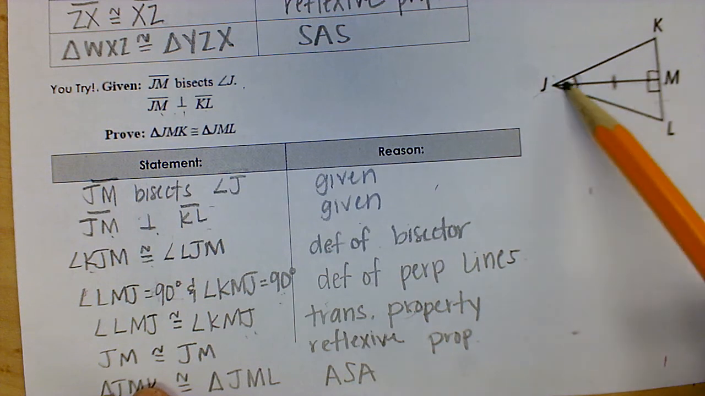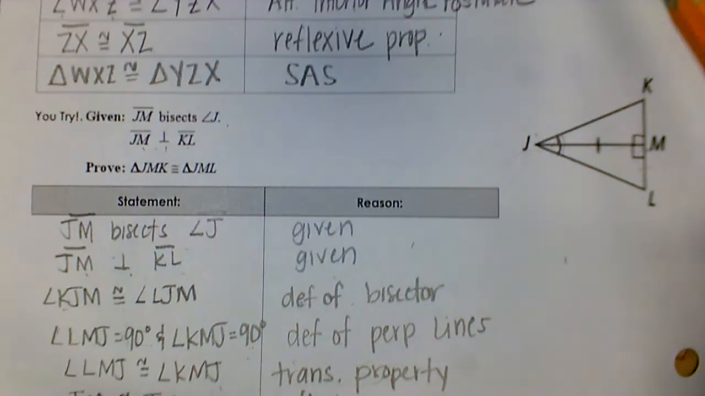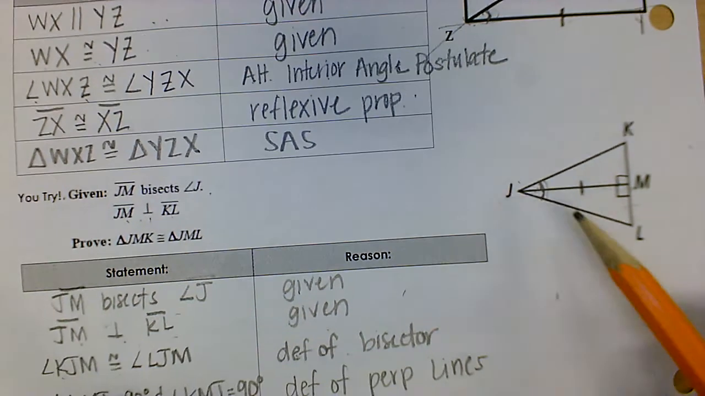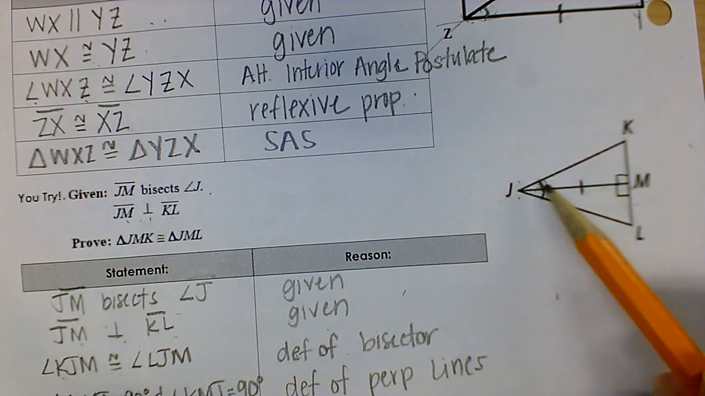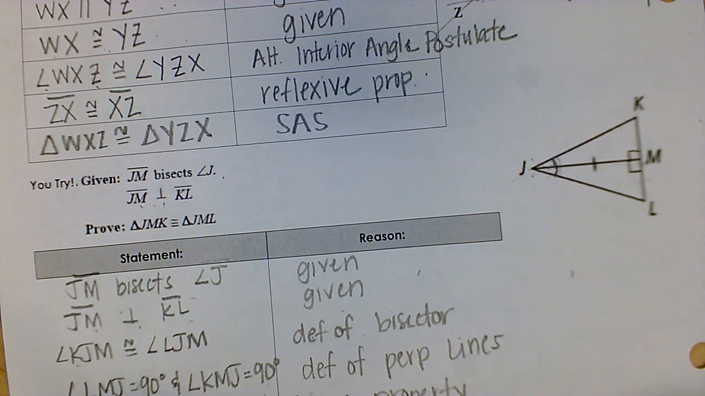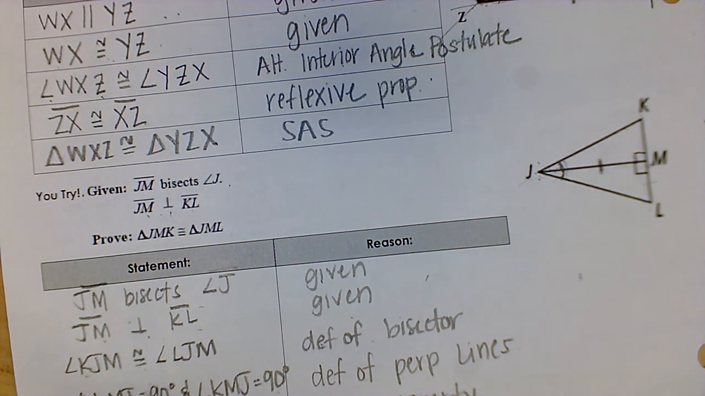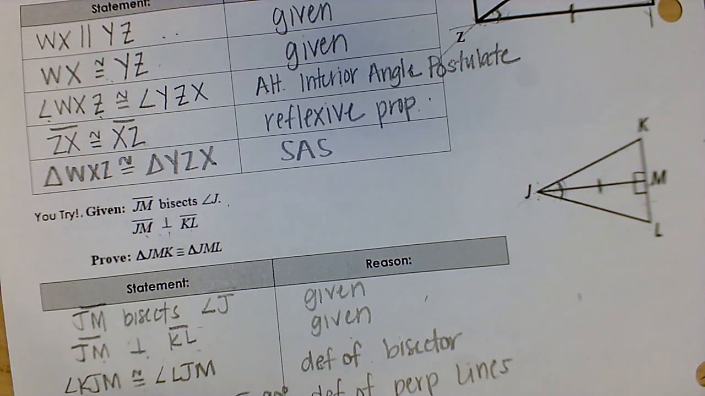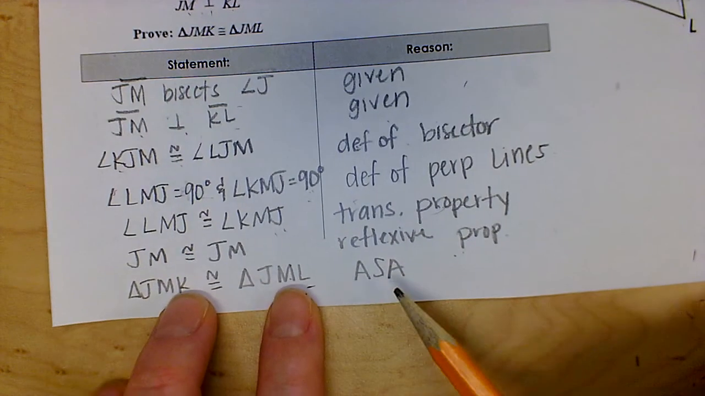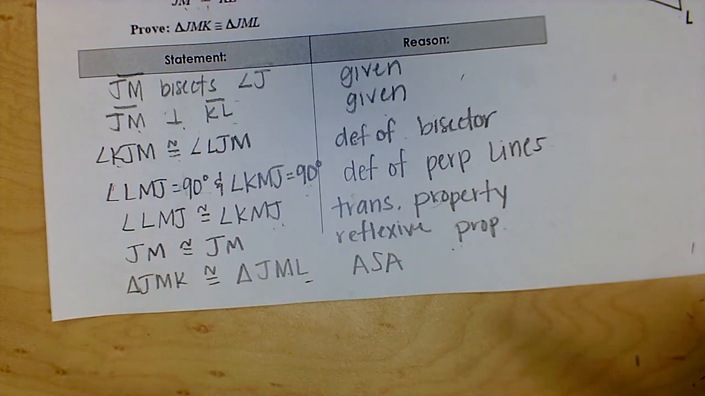We also know that this side equals itself. Anytime you have a side that's shared by the two, you're almost always going to use the transitive or the reflexive property. So reflexive property says that JM is congruent to JM because it's the same for both triangles, right here. So now we know that triangle JMK is congruent to triangle JML by angle, side, angle. Angle, side, angle. They both have it. Okay? So that proves it by angle, side, angle.